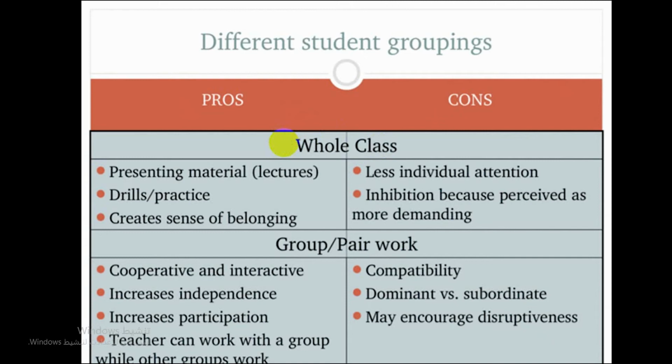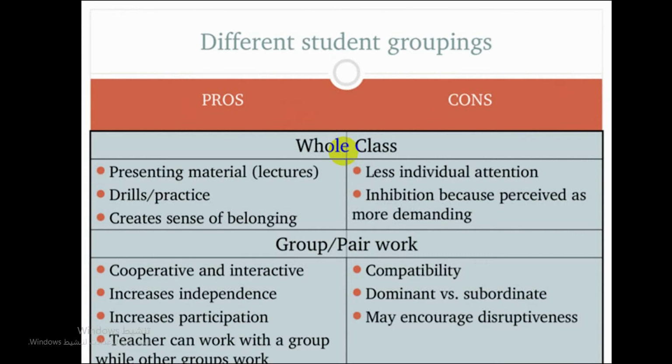Whatever the seating arrangements in a classroom, students can be organized in different ways. They can work as a whole class, in groups, in pairs, or individually. Here, whole class. There are many occasions when the best type of classroom organization is a teacher working with the class as a whole group. However, this doesn't always mean the class sitting in orderly rows.